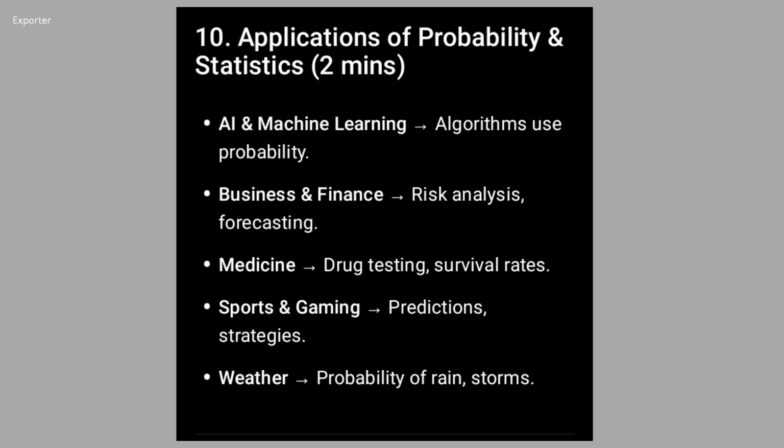10. Applications of probability and statistics. AI and machine learning algorithms use probability. Business and finance: risk analysis, forecasting. Medicine: drug testing, survival rates. Sports and gaming: predictions, strategies. Weather: probability of rain, storms.